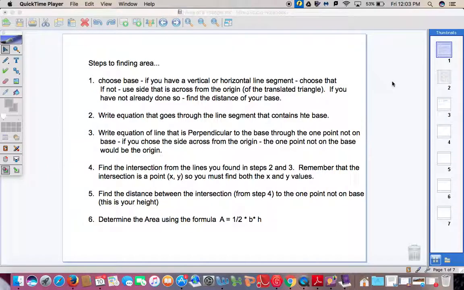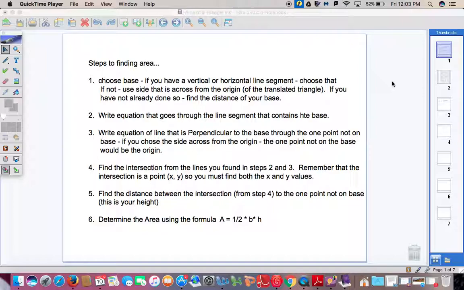We're going to look at the steps to finding the area of a triangle. So the basic steps are to first choose your base. If you have a vertical or horizontal line segment as one of your sides of the triangle, that's what you should choose. But if you don't, then I want you to choose the side that is across from the origin.